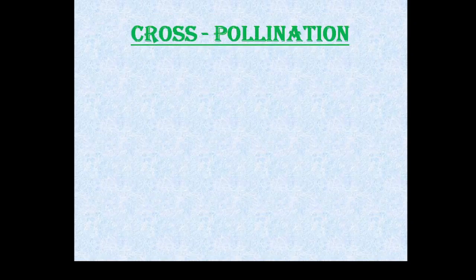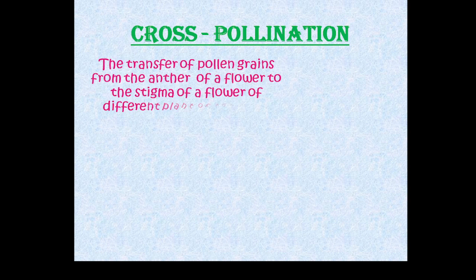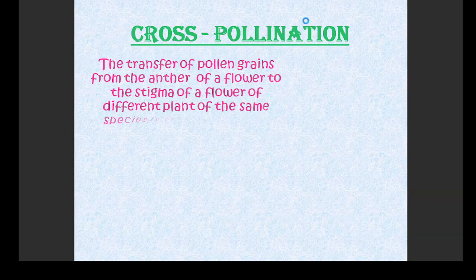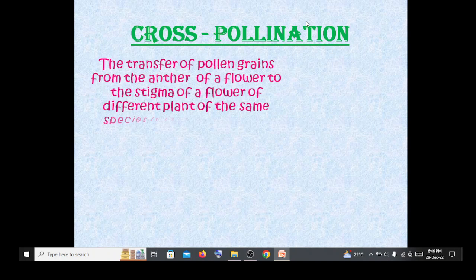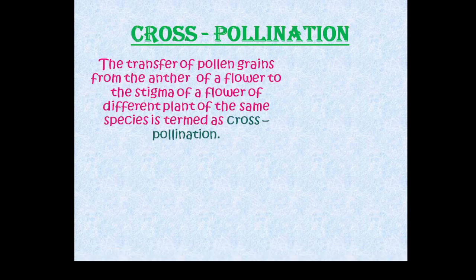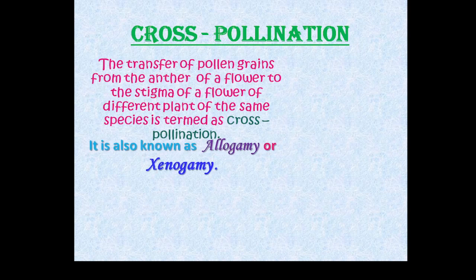Now we'll go to cross-pollination. Okay, so self-pollination is done. Now we'll go to cross-pollination. The transfer of pollen grains from the anther of a flower to the stigma of a flower of a different plant of the same species is called cross-pollination. So it is from the anther of one flower to the stigma of another flower of a different plant. It is also known as allogamy or xenogamy.